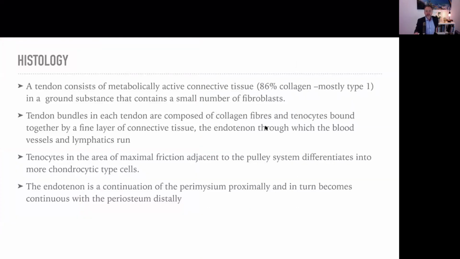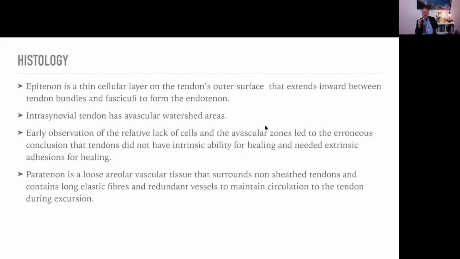The collagen, which mostly makes up the tendon, is metabolically active, so it requires nutrition. But there are some avascular portions and watershed areas. And these watershed areas early on created some of the confusion which led to the disbelief in intrinsic healing. So some of that intersynovial tendon has these watershed areas. The examination and histology in those areas early on made people think that they were avascular. There was a relative lack of cells and they had no intrinsic ability to heal. So that led us up the garden path for a while.